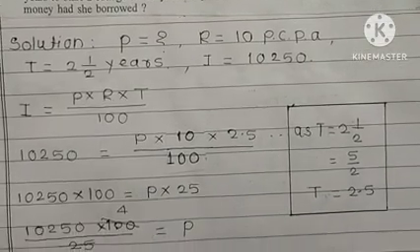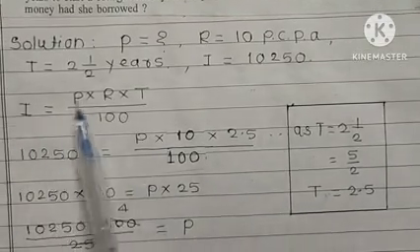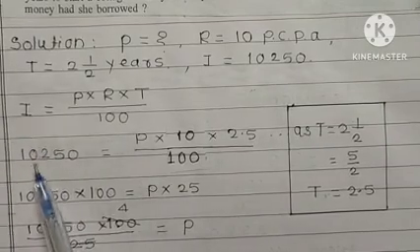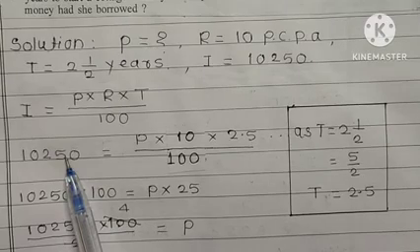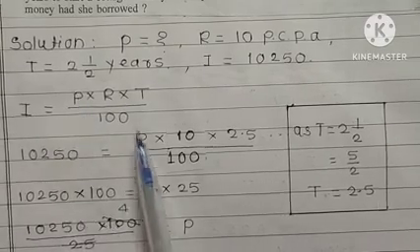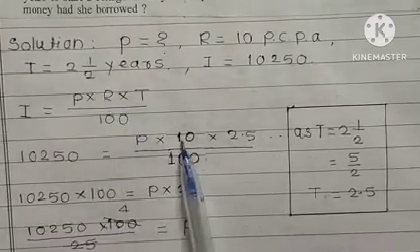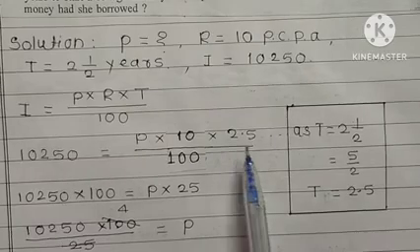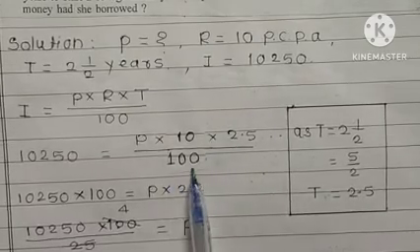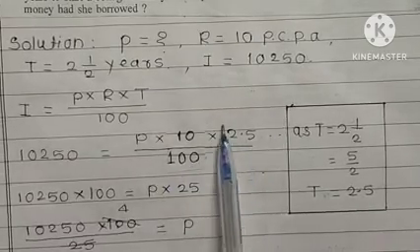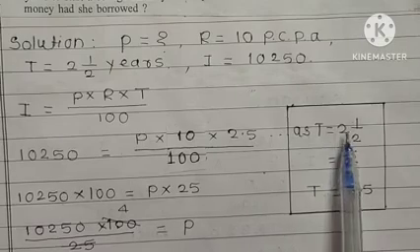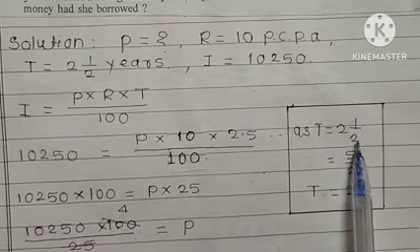You know the formula? I is equal to P into R into T upon 100. I, total interest 10,250. P, we don't know. R, 10 per cent per annum. And T is 2.5 upon 100. So T is 2.5. How? See, time period is 2.5 years.